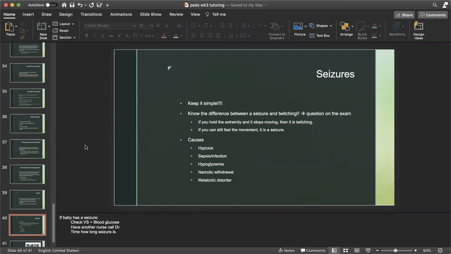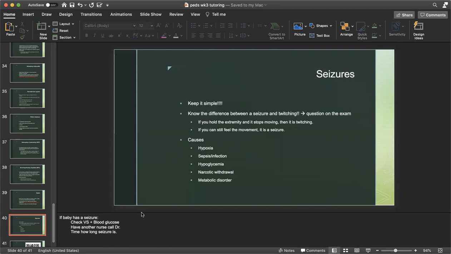And then the last thing is seizure. For this slide, just keep it simple. Just know the causes. Hypoxia can cause seizures, as can sepsis, infection, hypoglycemia, narcotic withdrawal, or metabolic disorder. The only thing she really asked us for seizures that I can remember is to know the difference between a seizure and twitching. If you hold the extremity and it stops moving, then the baby was twitching. If you can still feel movement after you're holding the extremity, then it's a seizure.